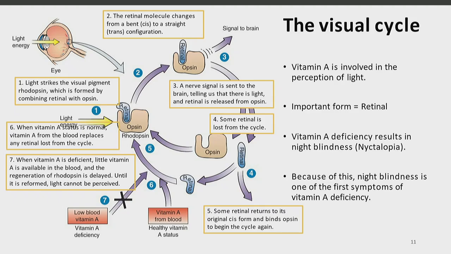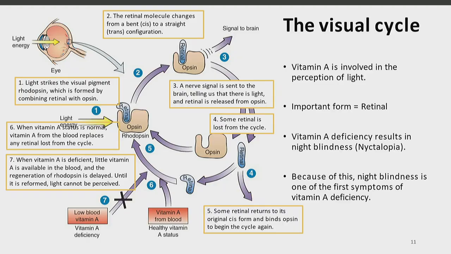And then in step 2, what we see is that the retinal molecule changes from a cis shape, which has a kink in it, so it's bent, right? To a straight trans configuration, right? And this is what is able to send a signal so that we can perceive what is being seen. Okay. So a nerve signal is sent to the brain telling us that there's light, and retinal is released from the opsin. So in step 4, some retinal is lost from the cycle.